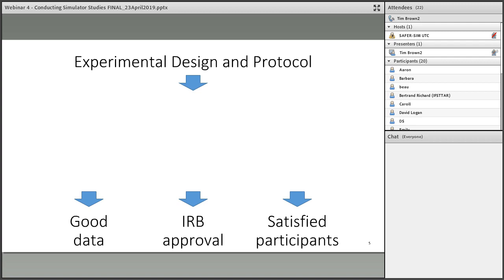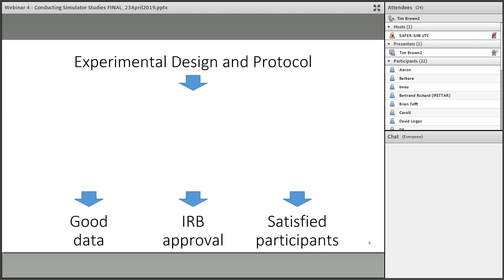So coming into the study, you've got an idea of what your experimental design and protocol are. Those were specified early on in the process as you were designing your study, and that shows up at the top of our slide here. What we really want to get out of this at the end is good data. As researchers, that's our main concern. We want to get IRB approval, so we don't want to propose anything or do anything that's going to cause ethical concerns. And something we also often don't think about are satisfied participants.